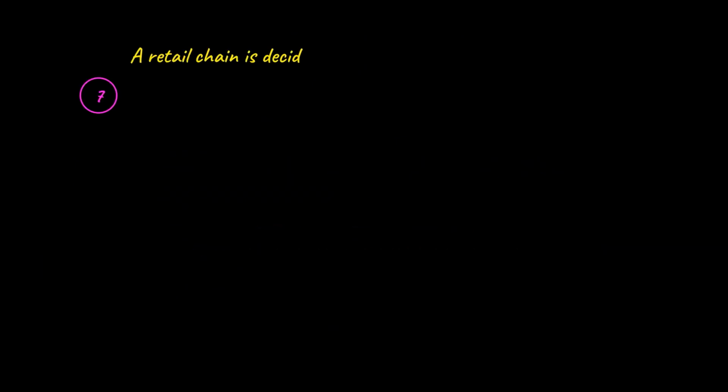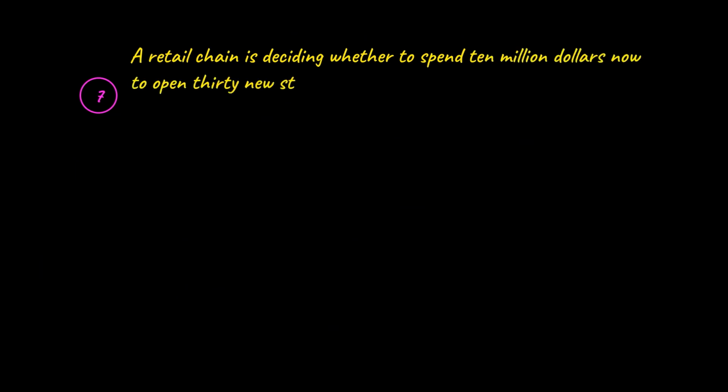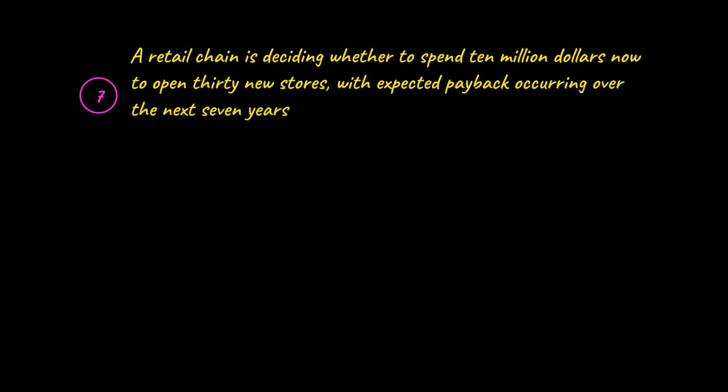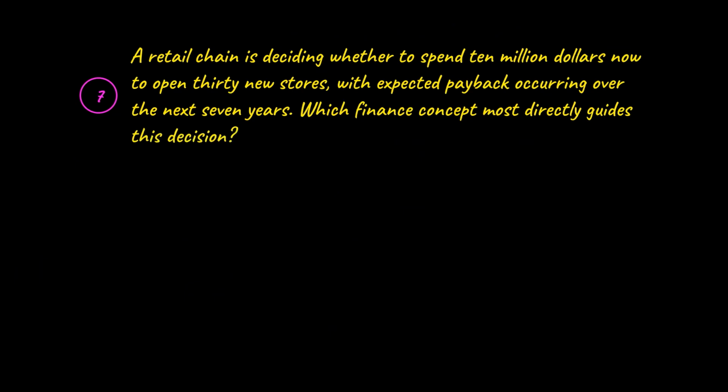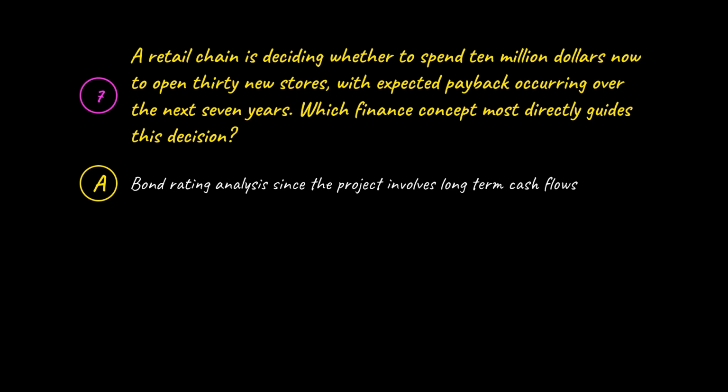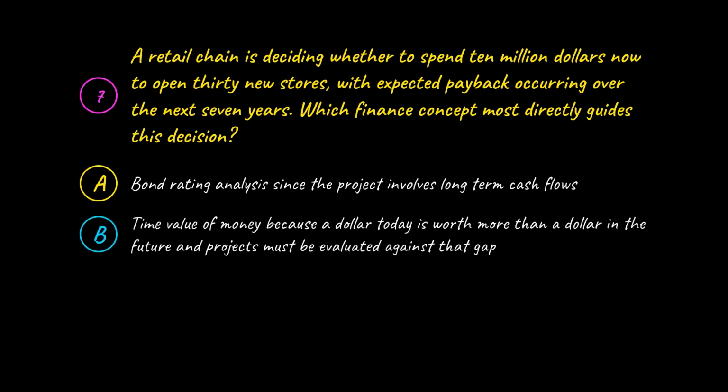Question 7. A retail chain is deciding whether to spend $10 million now to open 30 new stores, with expected payback occurring over the next 7 years. Which finance concept most directly guides this decision? Your options are: A. Bond rating analysis, since the project involves long-term cash flows. B. Time value of money, because $1 today is worth more than $1 in the future, and projects must be evaluated against that gap.